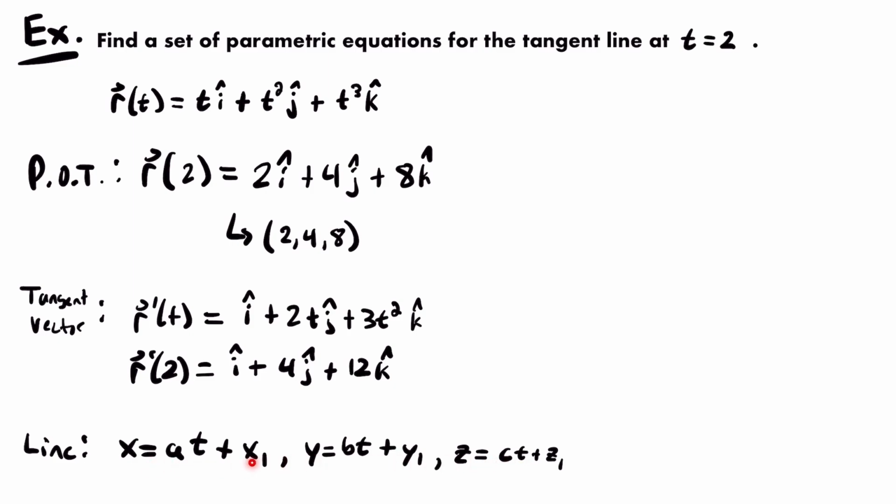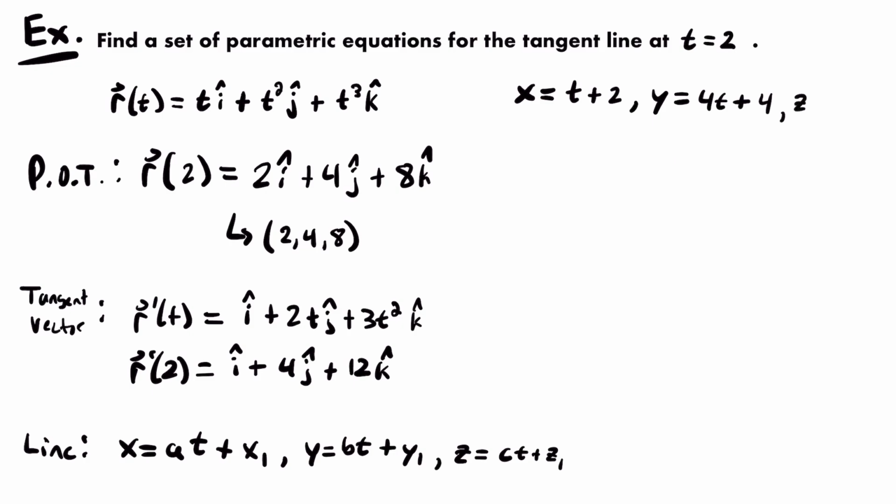So if we set up our parametric equations up here, this will be our final answer. We'll have x equals a, the x component of our direction vector, or the tangent vector in this case, which is 1. So we'll have 1 times t, which is t, plus the x coordinate of our point, which is 2. Then for y, the y component of the direction vector is 4. So we'll have 4t, and we'll add the y coordinate of the point of tangency, which is 4. So we have 4t plus 4.